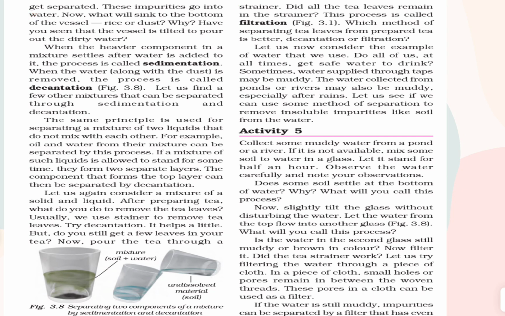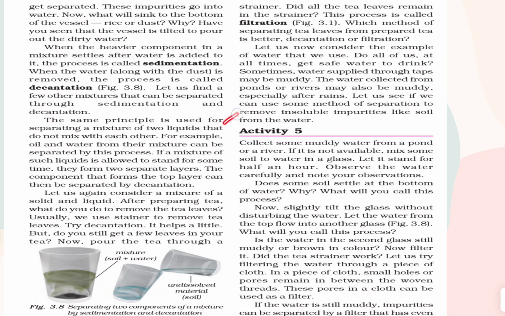Now what will sink to the bottom of a vessel, rice or dust? Why? Have you seen that the vessel is tilted to pour out the dirty water? When the heavier component in the mixture settles after water is added to it, the process is called sedimentation. When the water is removed, the process is called decantation. Let us find a few other examples of mixtures that can be separated through sedimentation and decantation.